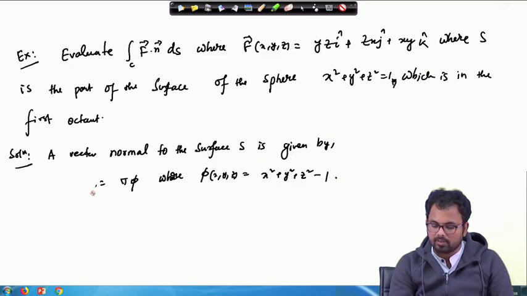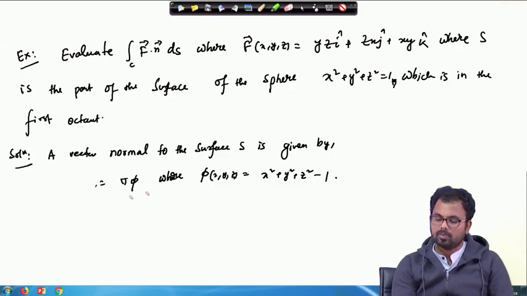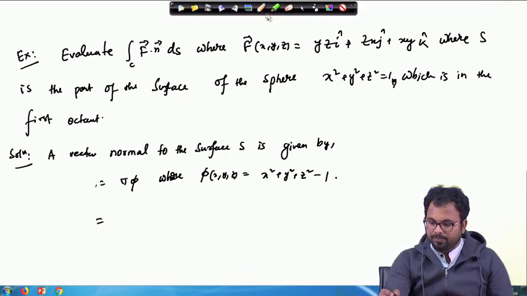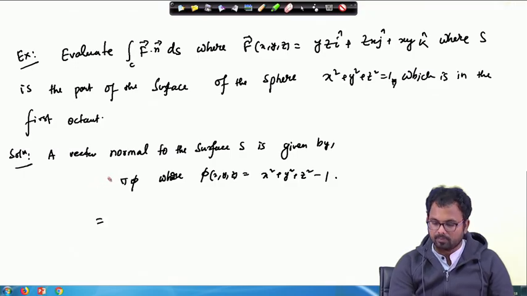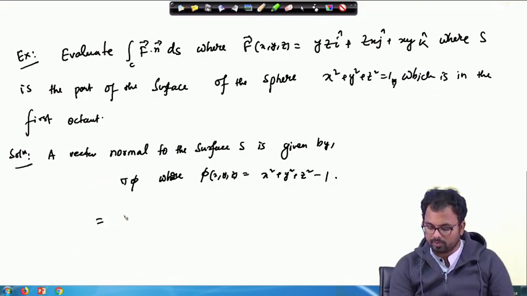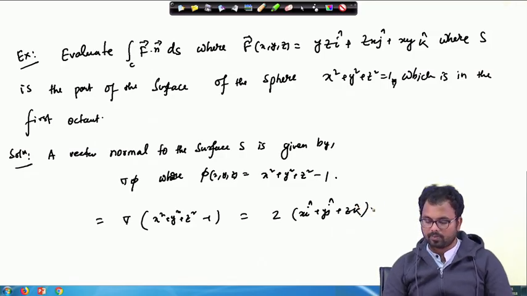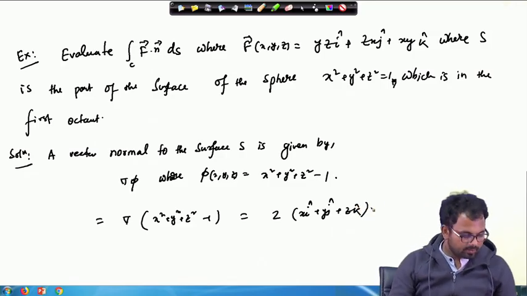So, now we do not have to write S here. A vector normal to the surface S is given by grad phi, and this grad phi can be calculated now. So, grad of x square plus y square plus z square minus 1. This is basically 2 times x i plus y j plus z k. All right. So, we take the gradient and that is what we obtain.